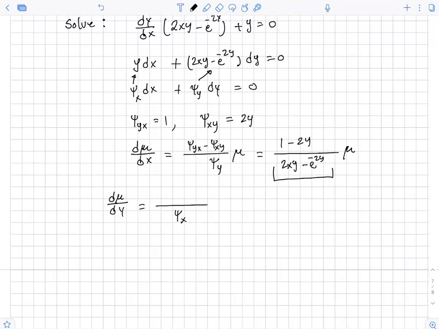So psi x in the denominator, psi xy minus psi yx, times mu. Now substitute the values. Psi x is y, psi xy is 2y, minus psi yx, which is 1, times mu.